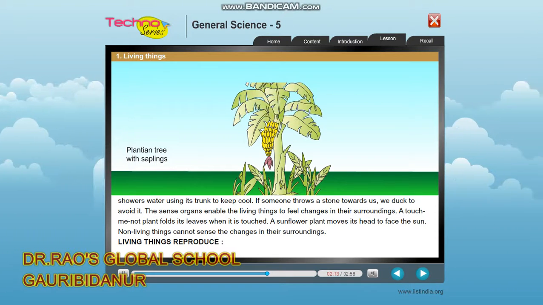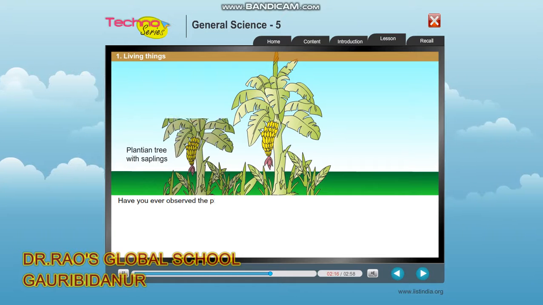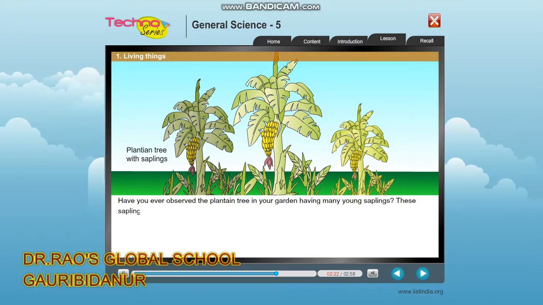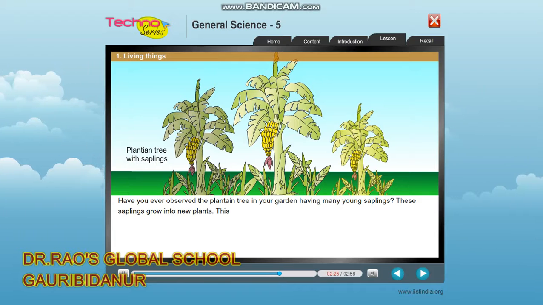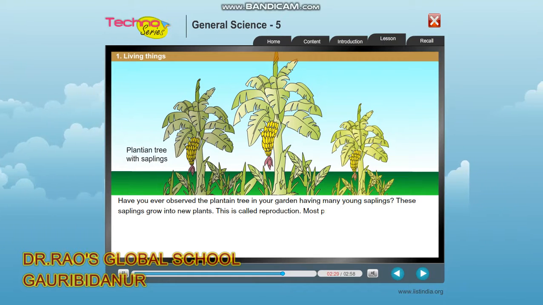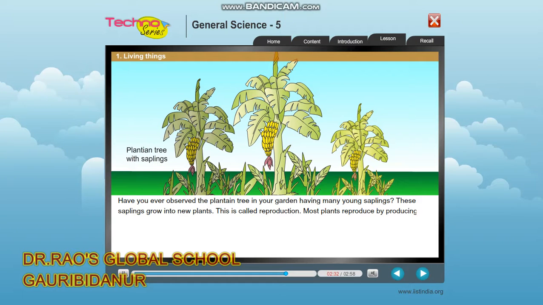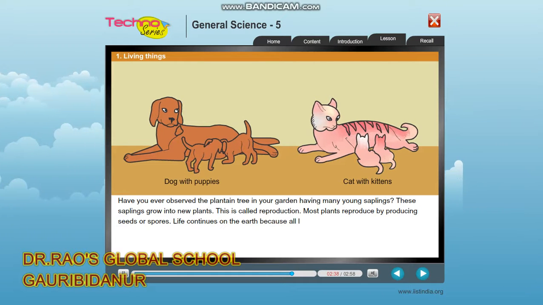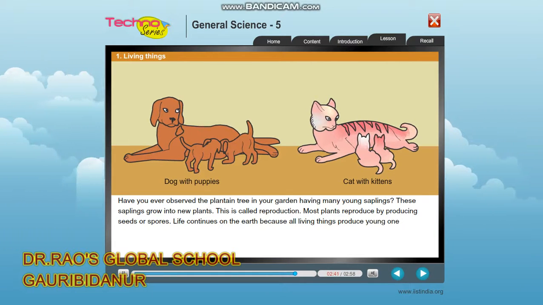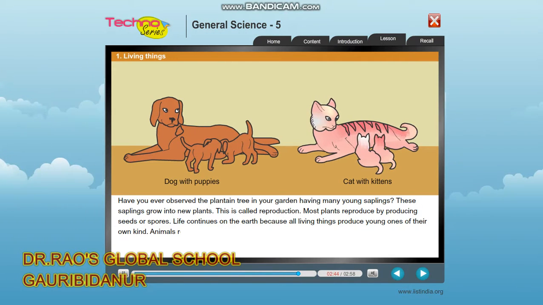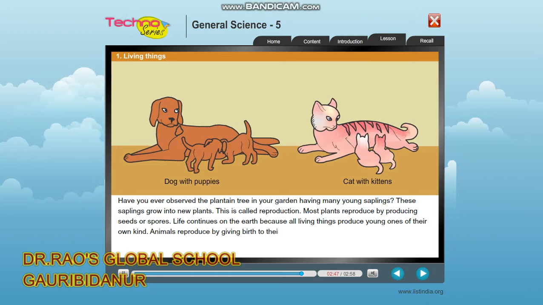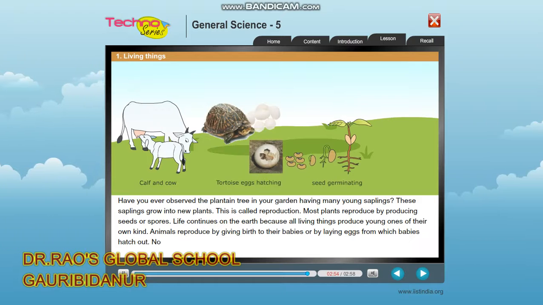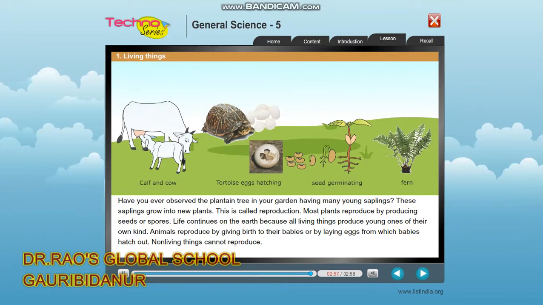Living things reproduce. Have you ever observed the plantain tree in your garden having many young saplings? These saplings grow into new plants. This is called reproduction. Most plants reproduce by producing seeds or spores. Life continues on the earth because all living things produce young ones of their own kind. Animals reproduce by giving birth to their babies or by laying eggs from which babies hatch out. Non-living things cannot reproduce.